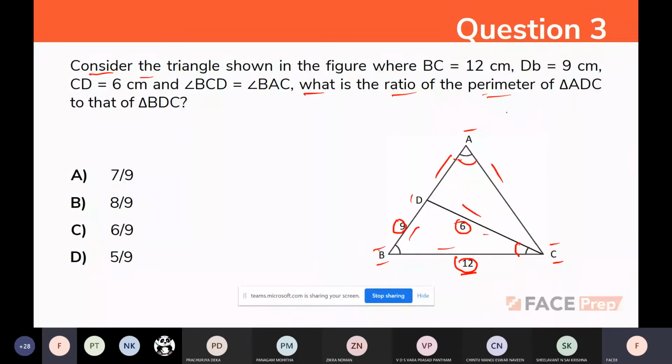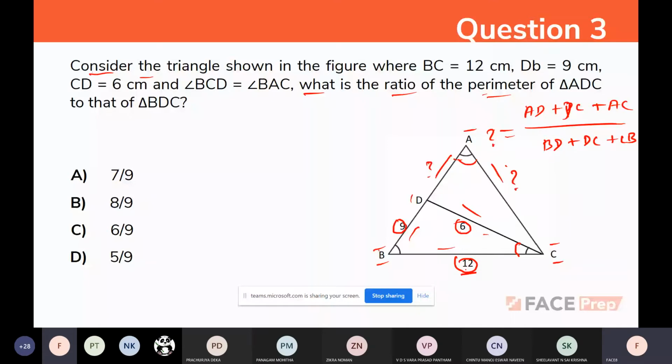To find the perimeter of a triangle, we need to add all the sides of the triangle. For the upper triangle, we need to add AD plus DC plus AC. For the lower triangle, we need to add BD plus DC plus CB. So this is what they've asked to find. Before that, we need to find the sides AD and AC. All other sides we already have in hand. So how can we approach this question?